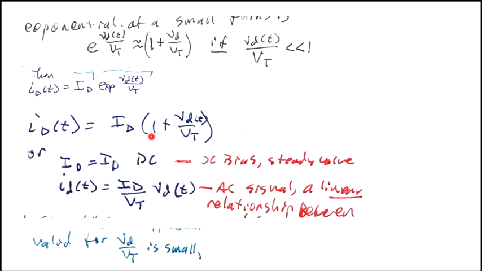Then we have I_D times 1 plus v_d over V_T, and multiply it through. We've got a DC part, which is I_D times 1, and then we have an AC part, which is big I_D over V_T times little v_d as a function of t. And this is valid as long as little v_d over V_T is small. We have a DC bias plus an AC signal.